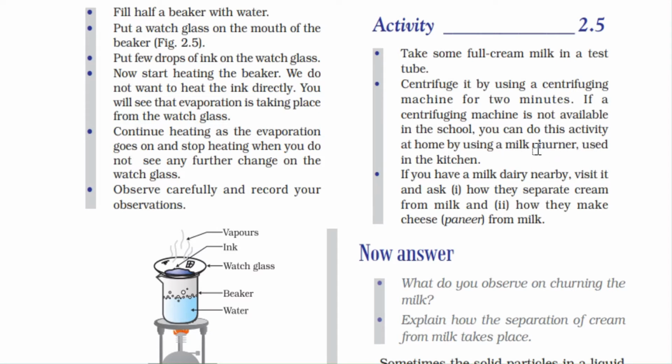If a centrifuging machine is not available in school, you can do this activity at home by using a milk churner used in the kitchen. It is a rotating device. You can do it at home also by rotating using a milk churner. If you have a milk dairy nearby, visit it and ask how they separate cream from the milk and how they make cheese or paneer from milk.